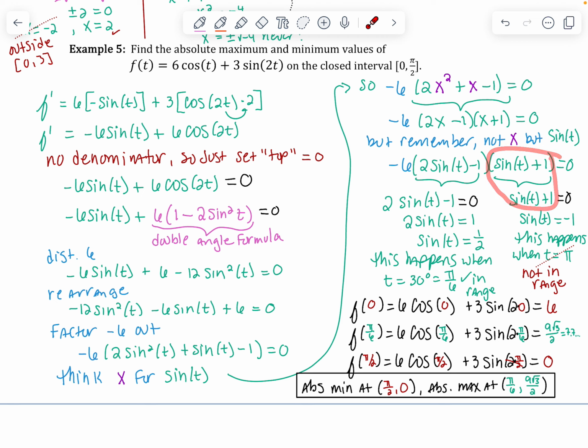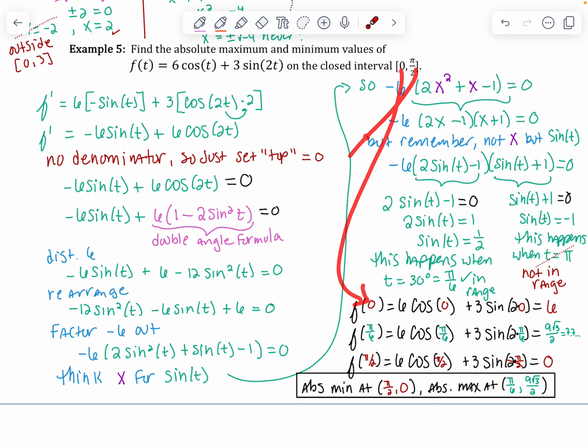Now I'm going to take the other factor, subtract the 1 over, and there's nothing to divide by. Sine is negative 1 at 3pi over 2, but that is not in our range. It is beyond the pi over 2. So this is an example where one of our roots is thrown out.